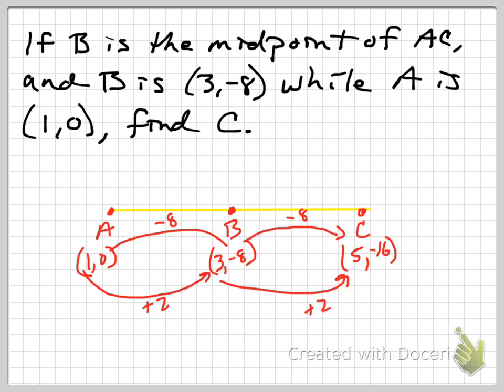1 plus 5 is 6. Divided by 2 will get you 3. That's a good way to think about it. Okay? So the answer is 5, -16. I just repeated the behavior from A to B over to B to C. Okay?